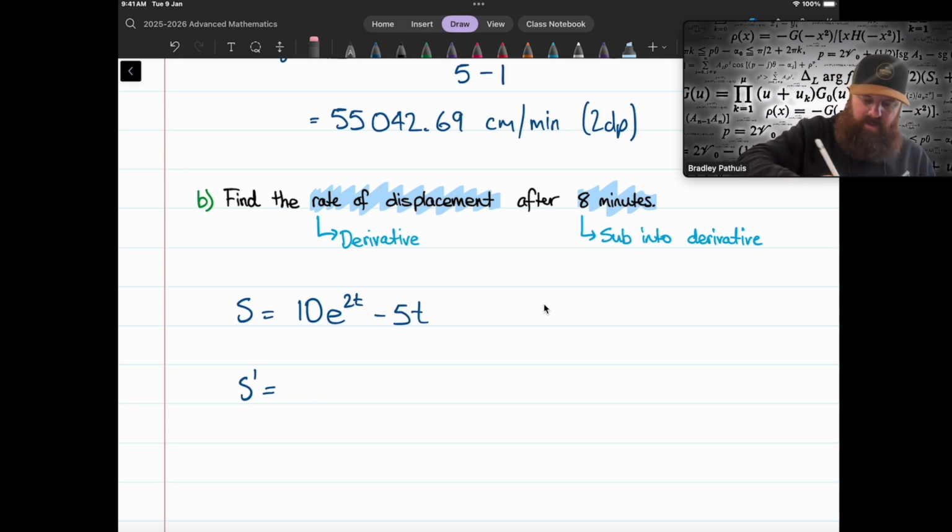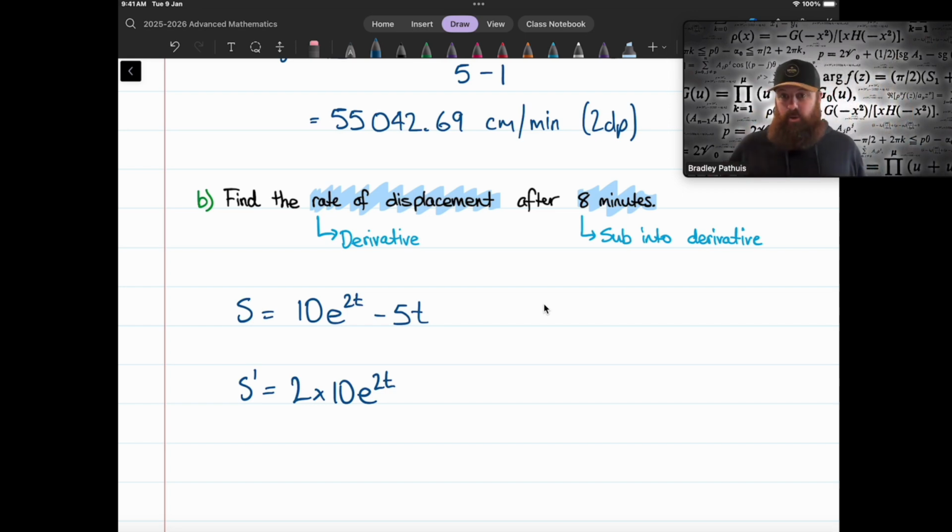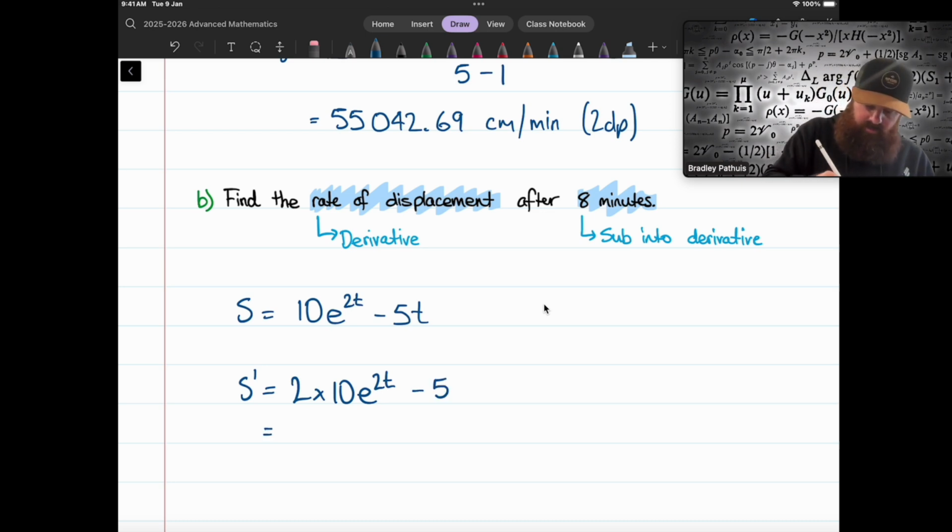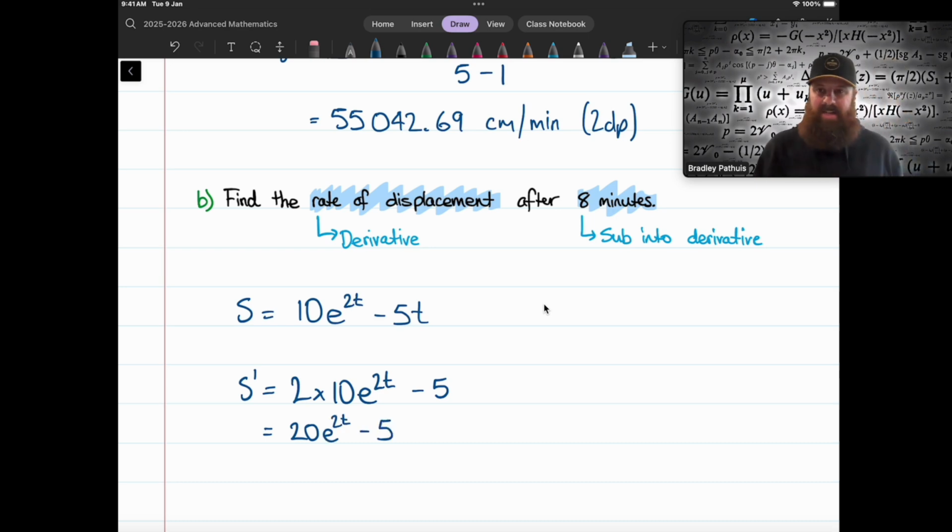Actually, let me write that differently. The 2 comes down the front and multiplies the 10e, and the 2t remains because e is its own derivative in that sense. And the derivative of 5t just becomes 5. So we end up with 20e to the 2t minus 5. That's our rate of change. That's our velocity, because we're talking about displacement.